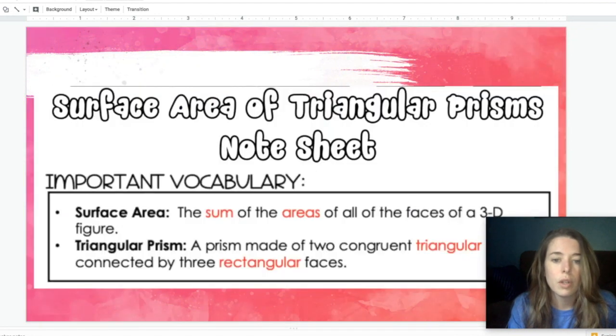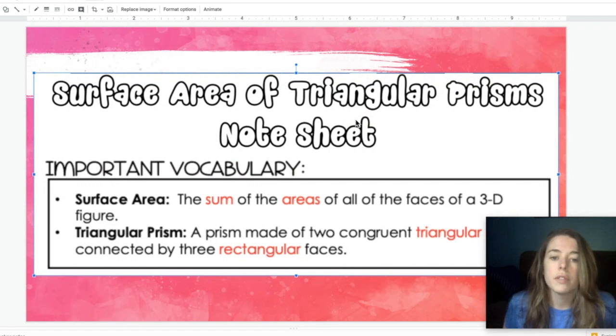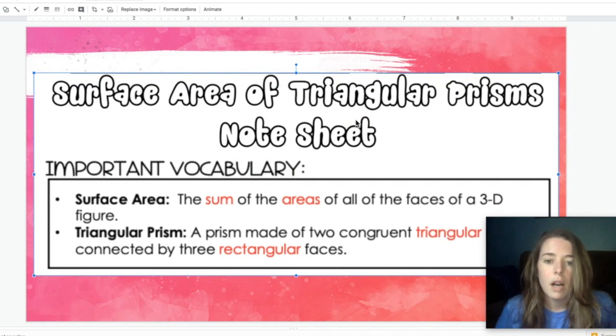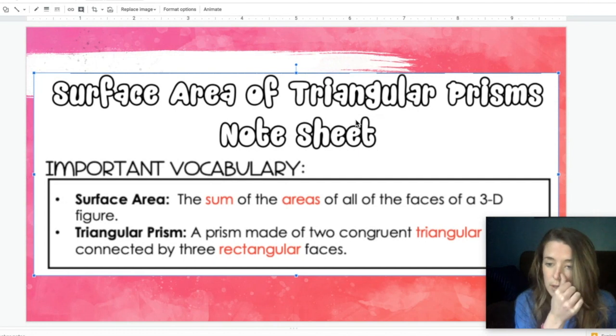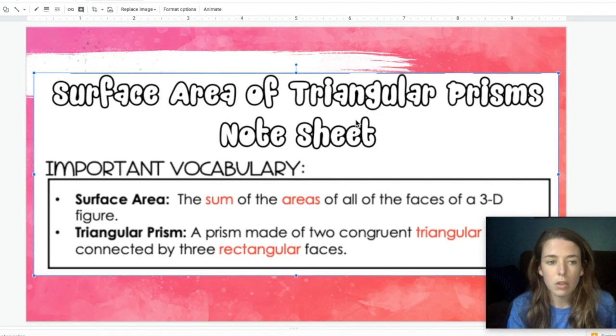So our important vocabulary: surface area is the sum, which means add it all together, of the areas of all of the faces of a 3D figure. A triangular prism is a prism made up of two congruent triangular faces connected by three rectangular faces. We're going to have to think back to the start of this unit when we were calculating area.